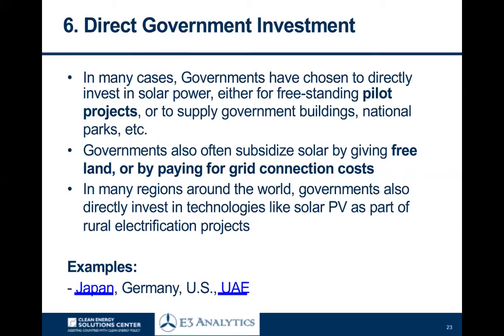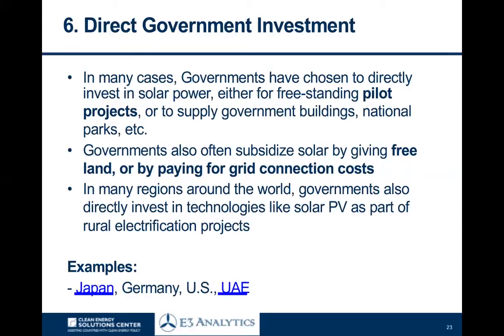This also takes different forms, however. In some cases, the direct government investment is in the form of free land or by covering the bill for grid connection costs, for example. A number of governments in the Middle East have offered to cover the grid connection costs on large-scale desert-based solar projects, and that is one way in which direct government investment can effectively subsidize the total cost of solar. And of course, in many parts of the world, governments continue to invest directly in solar as part of rural electrification projects. And one could argue this also represents a form of subsidy.